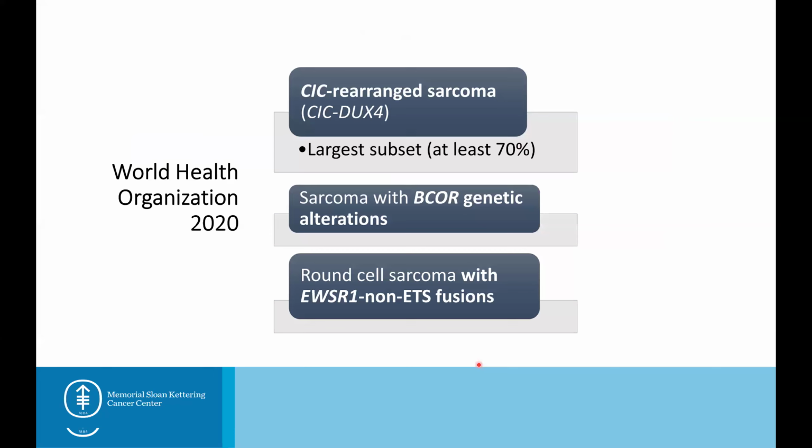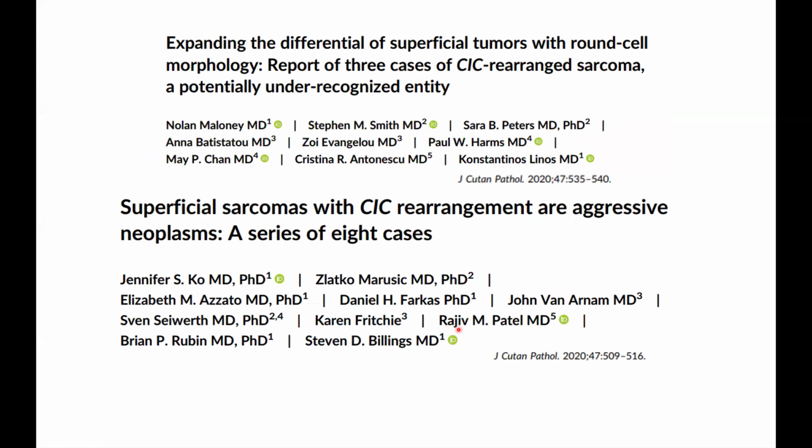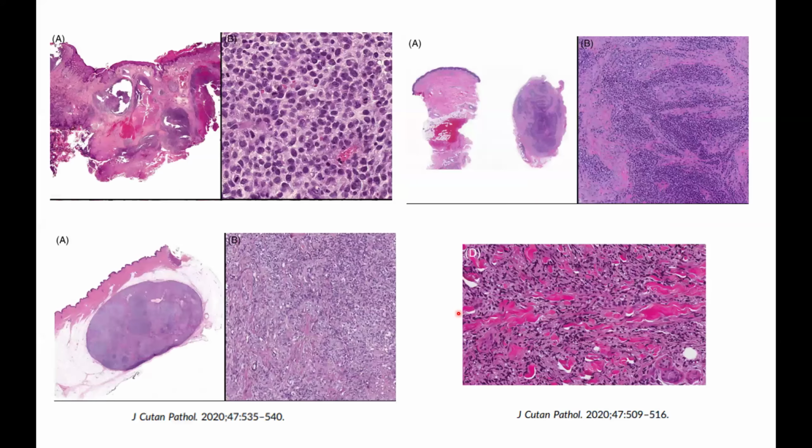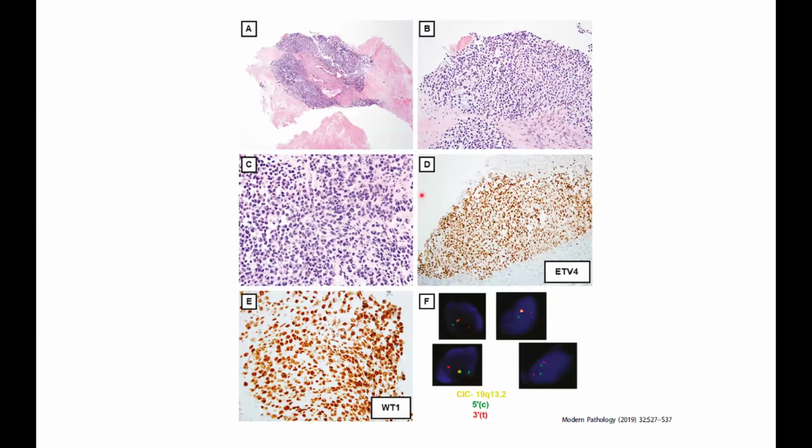And lastly, CIC-rearranged round cell sarcomas are part of the non-Ewing round cell sarcomas, the most common non-Ewing round cell sarcoma, and most of them have CIC-DUX4 or the homolog DUX4L partner. And there are genuine reports in the subcutaneous tissue. We reported some of them. You can see these round cells with some myxoid background. Sometimes it can be a little bit spindly. And we know that they have upregulation of WT1 and ETV4, and these stains can actually be helpful in making the diagnosis.